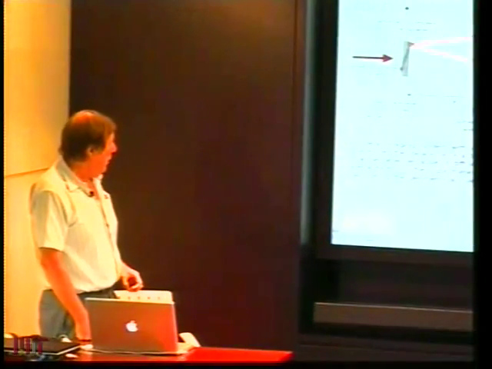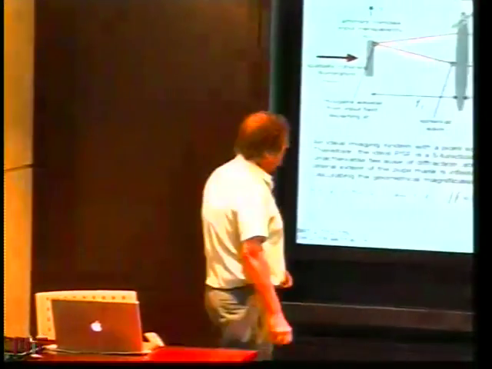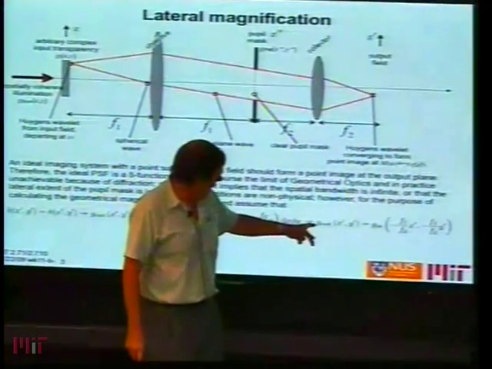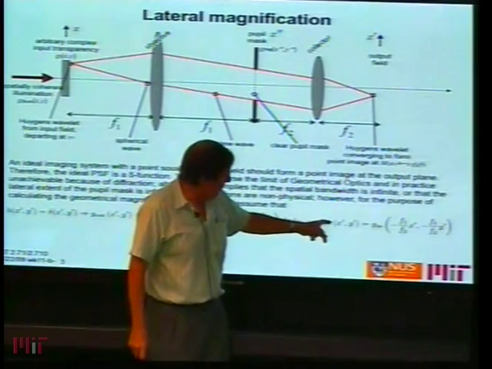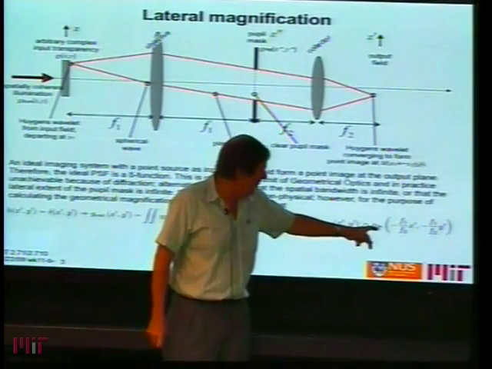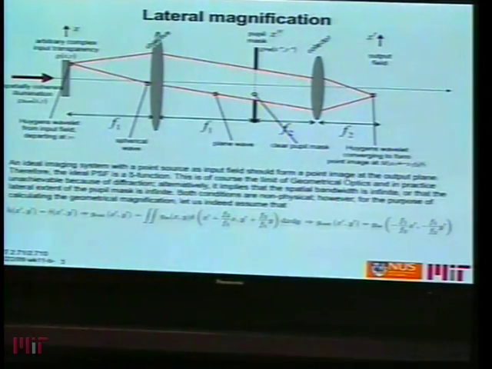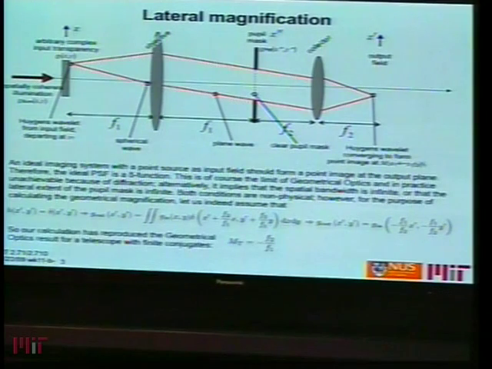So if we assume that our amplitude point spread function is just a delta function, then the output amplitude is going to be equal to the input amplitude, but with this scaling. So that's the result we get. It's exactly the same as you get from geometrical optics. Analysing the same system would also give you this same magnification.